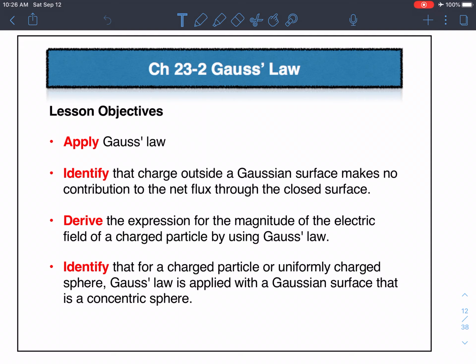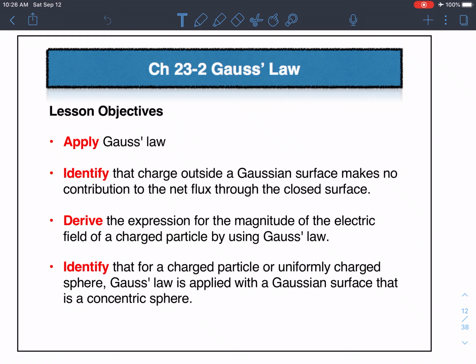So we need to understand flux before we understand Gauss law, and in this section we will apply Gauss law, and we will identify that charge outside a Gaussian surface makes no contribution to the net flux through the closed surface. And then we will only look at the charge enclosed by the closed surface or the Gaussian surface. And we will derive the expression for the magnitude of the electric field of a charged particle by using Gauss law. And we'll identify that for a charged particle or uniformly charged sphere, Gauss law is applied with a Gaussian surface that is a concentric sphere.